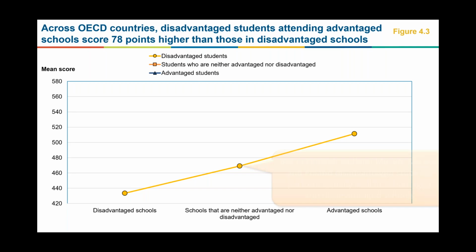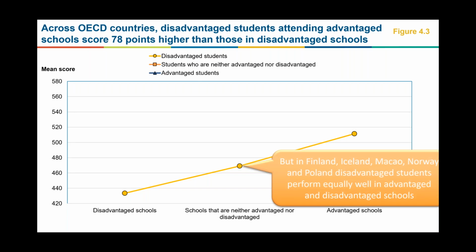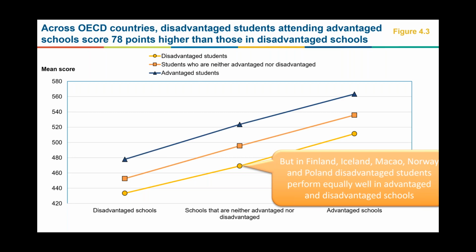What's also interesting, you see that overall gradient, but you look at countries like Finland, like Iceland, like Macau, like Norway, like Poland, where disadvantaged students perform almost equally well in advantaged and disadvantaged schools. So where it doesn't matter whether you enroll your child in a wealthy neighborhood or poorer neighborhood, the school is providing an environment that helps all children to achieve really quite good learning outcomes. That's possible.